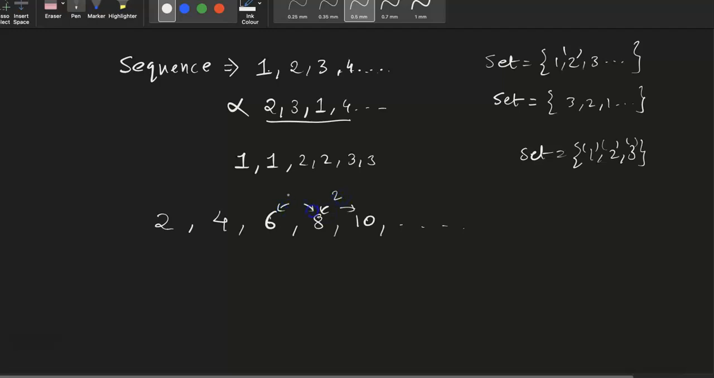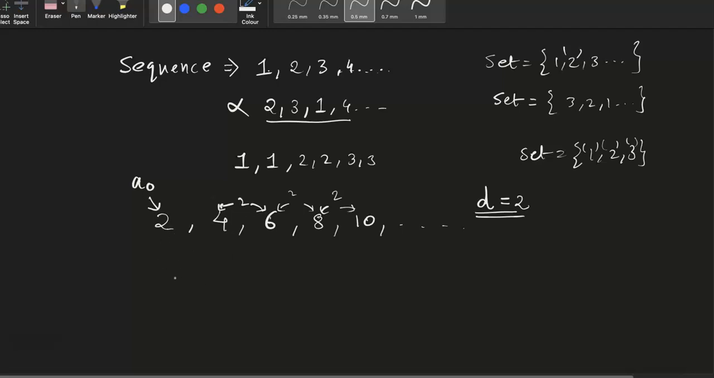Between 8 and 6, it is 2. Between 6 and 4, it is 2. So the common difference, which we will write as d, is going to be 2. This is called the common difference because between consecutive terms, this is going to be the difference. And this is written as a0, the starting term. We'll call this the starting term, a0. It can be anything. In this case, it is 2.